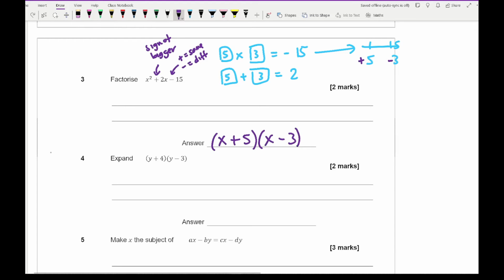And you don't really need to do it that way. If you can do it in your head, brilliant. You'll get 1 mark for the first bracket being correct, 1 mark for the second bracket being correct. And again, you could write those brackets in any order.